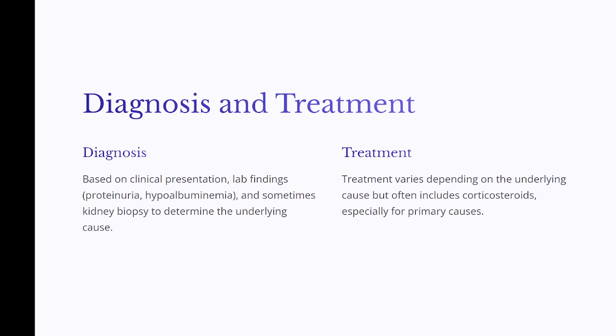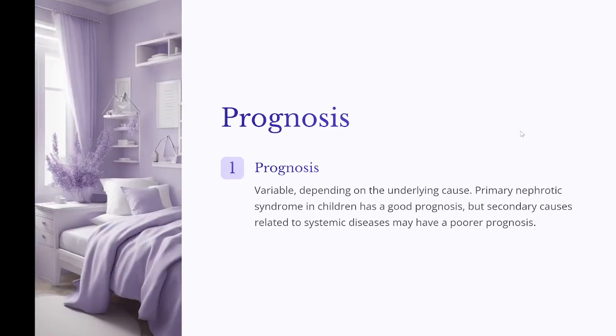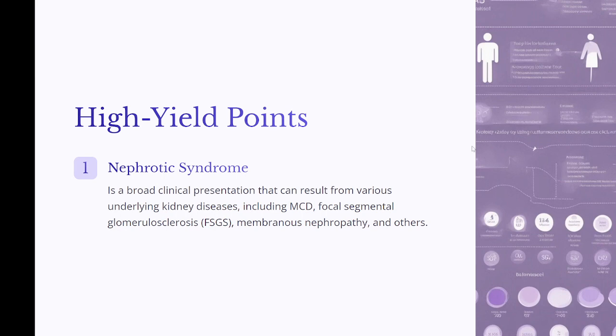Treatment. Treatment of nephrotic syndrome varies depending on the underlying cause, but often includes corticosteroids, especially for primary causes. For MCD, first-line treatment is corticosteroids with a high rate of response. Relapses may require further courses of steroids or steroid-sparing agents. Prognosis. Nephrotic syndrome has a variable prognosis depending on the underlying cause. Primary nephrotic syndrome in children has a good prognosis, but secondary causes related to systemic diseases may have a poorer prognosis. For MCD, the prognosis is generally excellent in children, with most responding to steroids and having a benign course.